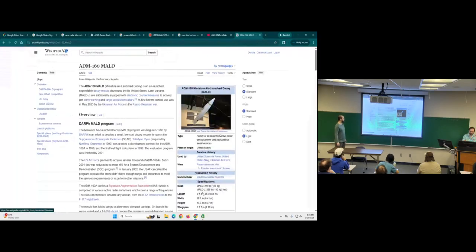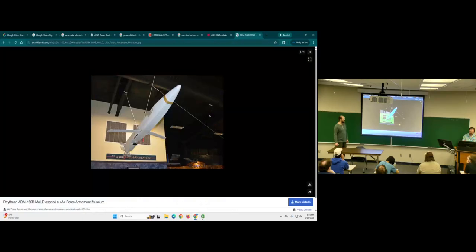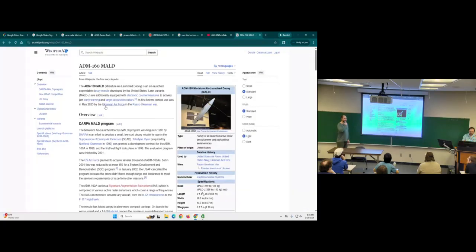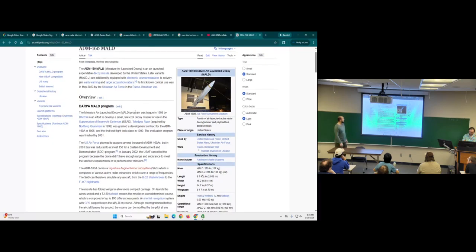So this is a so-called miniature air-launched decoy system. These are in play. They were actually highly classified until we showed them off in Ukraine. There was a video we had given to Ukraine, and the Ukrainian Air Force did a video. 2023. Yeah, that's new. Makes you think. Yeah, we've had it for quite some time.